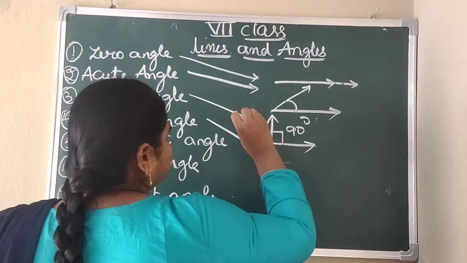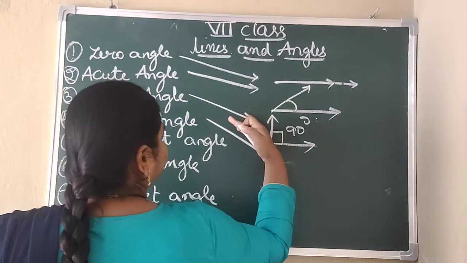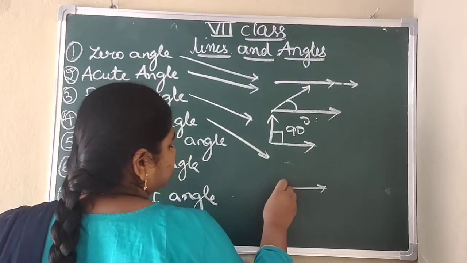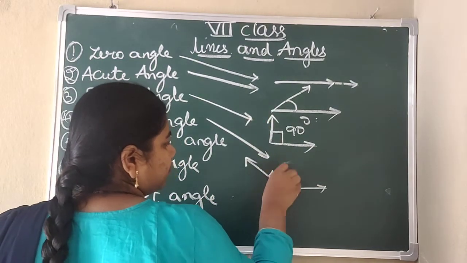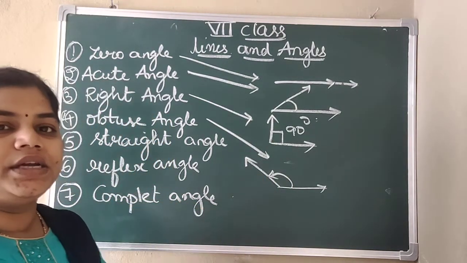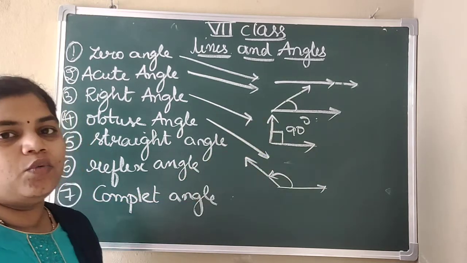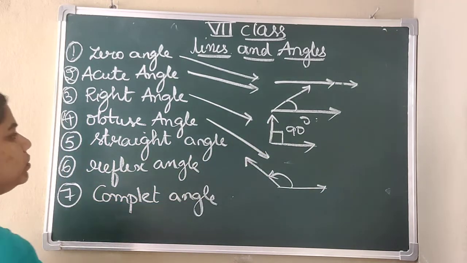Next is the obtuse angle. So what is an obtuse angle? Now this ray has moved in this order. An obtuse angle will be greater than 90 and less than 180 degrees. So that is called an obtuse angle.